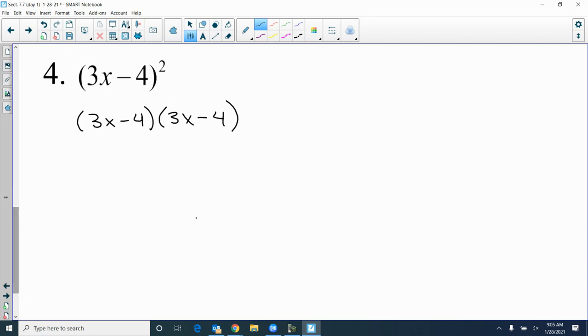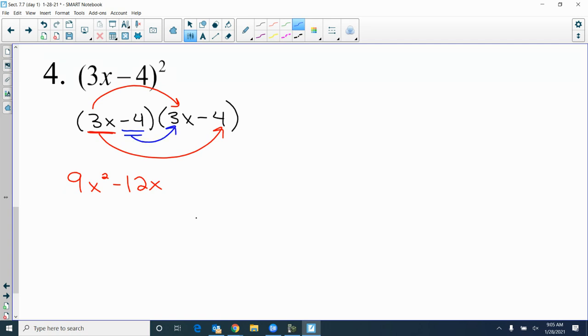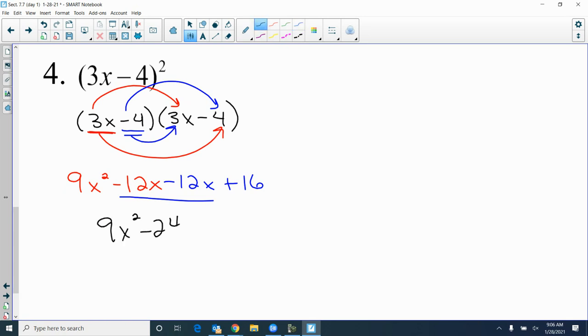Now this becomes a problem that we just did. We FOILed it. 3x times 3x is 9x squared. Now you take 3x times negative 4, which is minus 12x. Then negative 4 times that 3x, which is minus 12x. And then negative 4 times negative 4, which is positive 16. Negative 12x minus 12x will give me minus 24x plus 16.